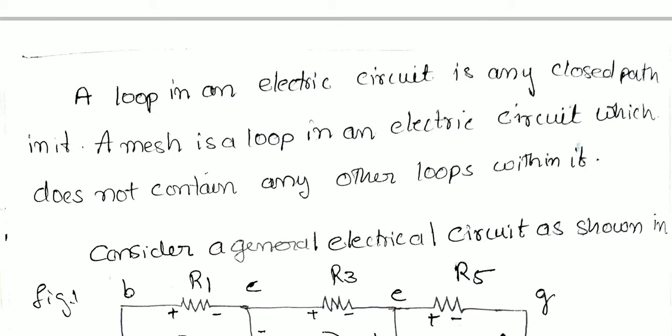A loop in an electric circuit is any closed path in it. If we consider any closed path, we call it a loop. A mesh is also a loop in an electrical circuit which does not contain any other loops within it.